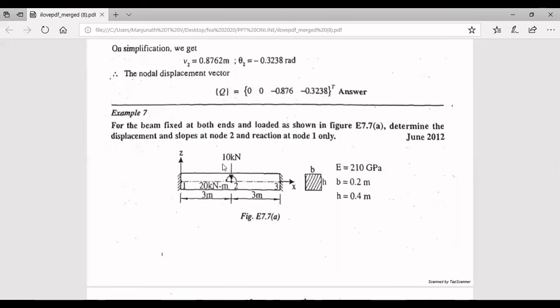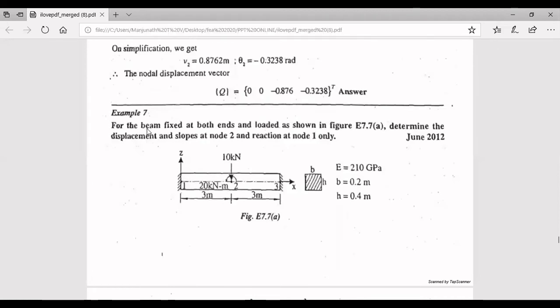Okay, so here you can see in this particular problem, at node number 2, a point load is acting downward, 10 kilonewton. Then there is an anti-clockwise direction moment also applied here. The couple is also applied at this particular node number 2, that is 20 kilonewton meter. So this combination problem, how we are able to solve, now we are going to discuss.